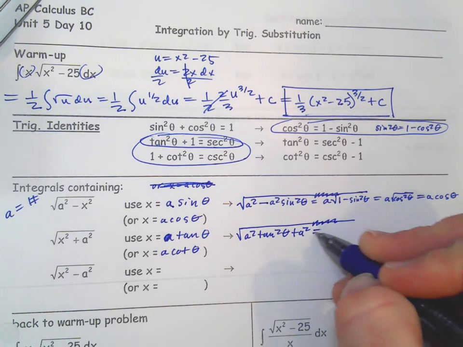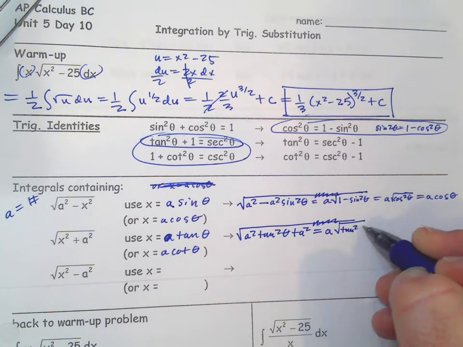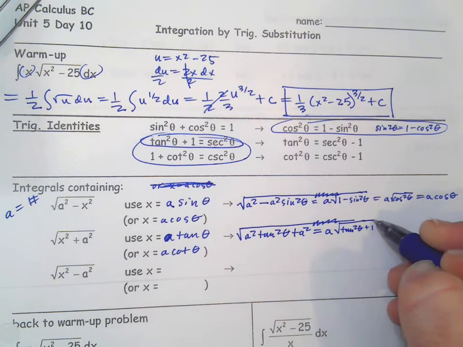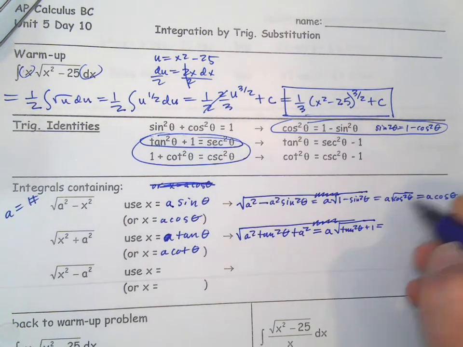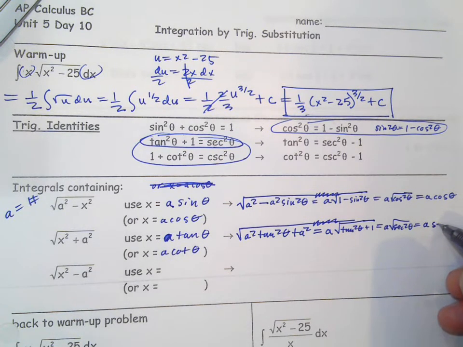And then we could factor the a squared out and take the square root of it. And what would be left inside would be tangent squared theta plus 1. And tangent squared theta plus 1 is secant squared. And the square root of secant squared is secant.